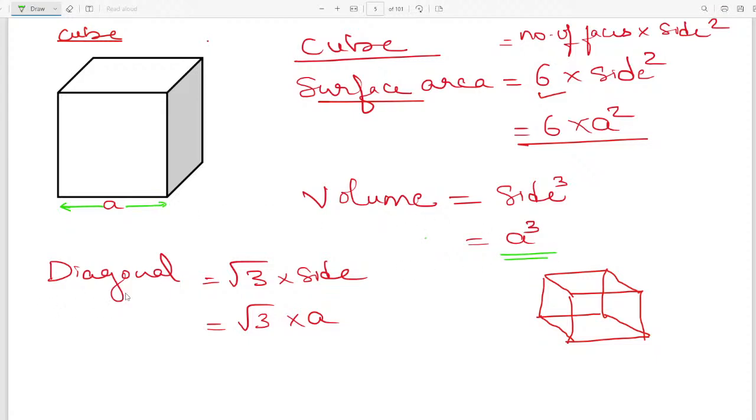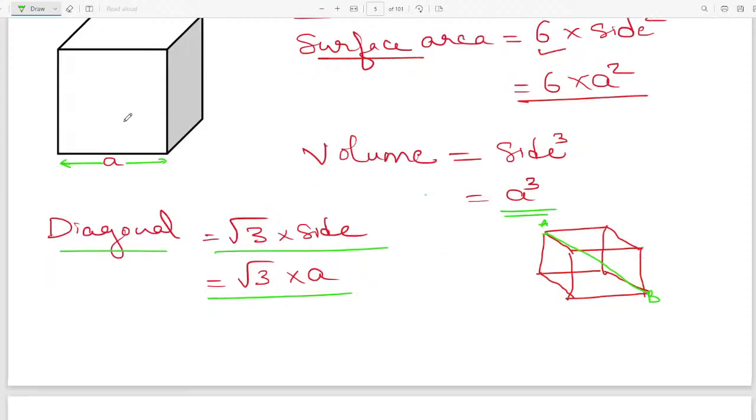And diagonal is nothing but root 3 into side. What is the diagonal? Diagonal is from this corner to this corner. Let's say this is A and this is B. From the vertex A to the vertex B, if you draw a line, that would be called the diagonal of a cube. So this is the body diagonal of the cube, and the length of that diagonal is given by root 3 into A. So this is for cube.